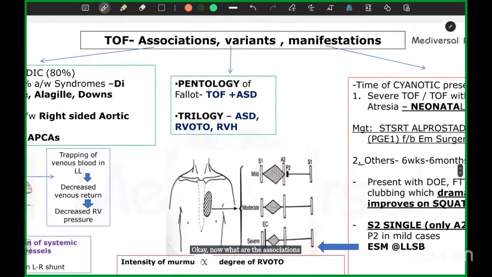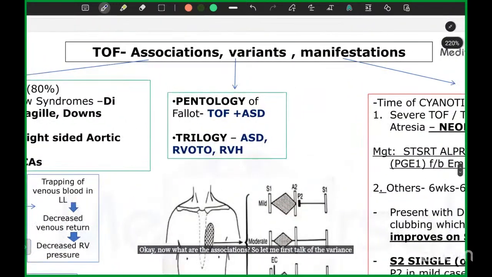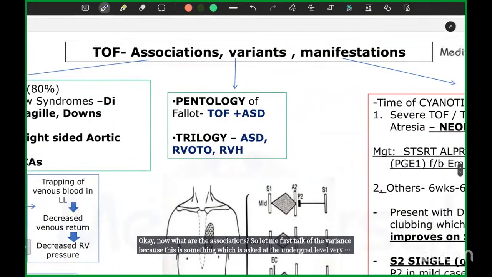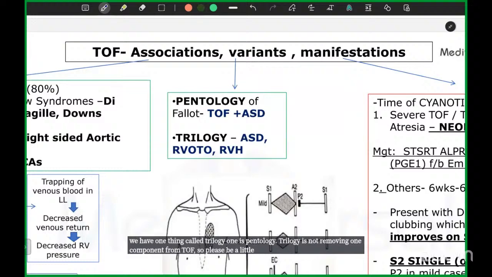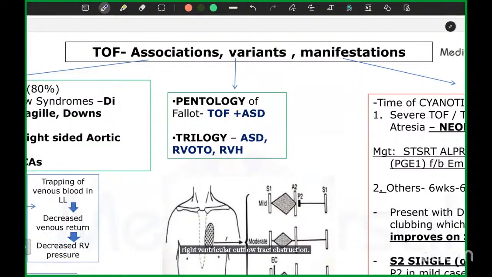So let me first talk of the variants, because this is something which is asked at the undergrad level very much. We have one thing called trilogy, one is pentalogy. Trilogy is not removing one component from TOF, so please be a little careful about it. Trilogy is a completely different thing. It is having a right ventricular outflow tract obstruction, which is leading to a right ventricular hypertrophy and an associated ASD. And what is pentalogy? You just add an ASD to TOF, that becomes pentalogy.